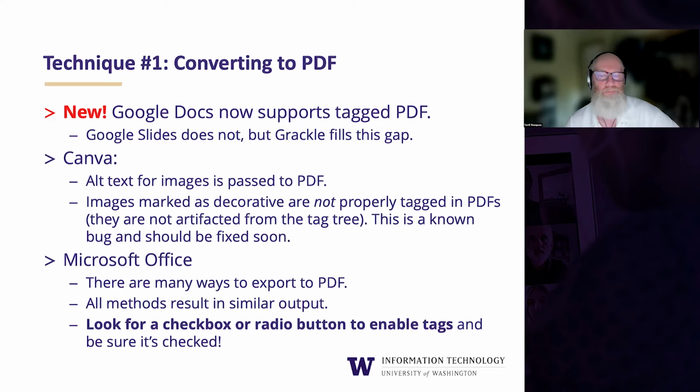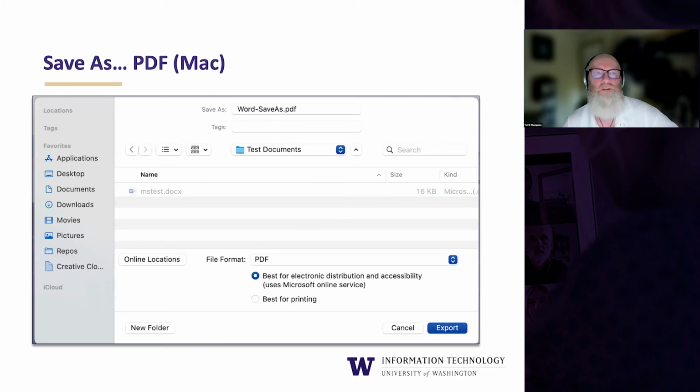With Microsoft Office, there are many ways to export PDF, and all methods result in similar output. And the thing that is consistent between them all is you need to keep an eye out for a checkbox or radio button that enables tags. So tags might not necessarily be included in the output, but that's the desired result. And so just a few examples: if you're on a Mac and you save as and then select PDF as your file format, there's a radio button to choose best for electronic distribution and accessibility. You want to choose that one. Don't choose best for printing if you want your accessibility features to be preserved.